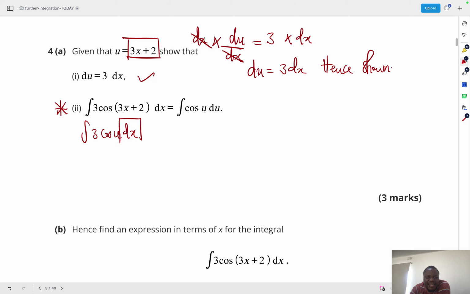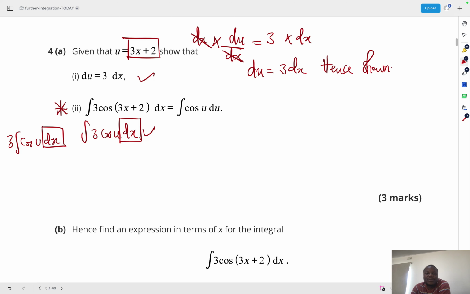This does not make sense, because we've got a function of u being differentiated in terms of x. So we must find a way of dealing with dx. What we have is 3 integral cos u dx. This is not sensible, because you cannot integrate a function of u in terms of x, because you do not have x.